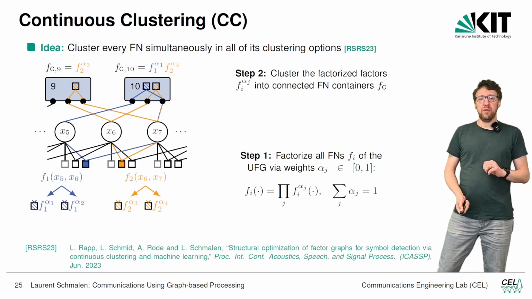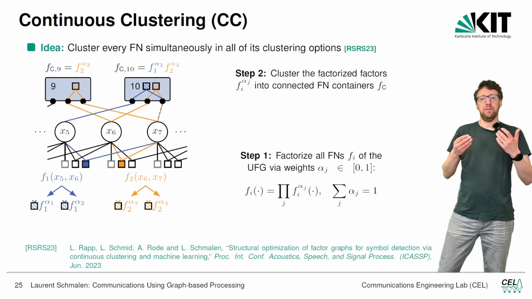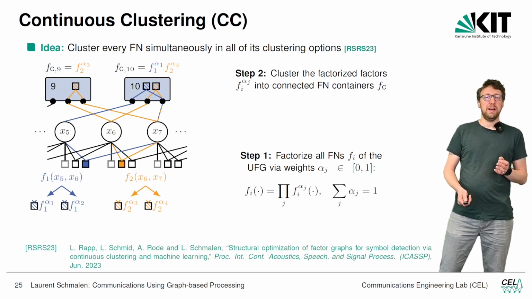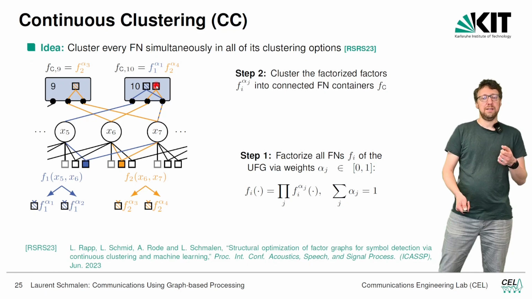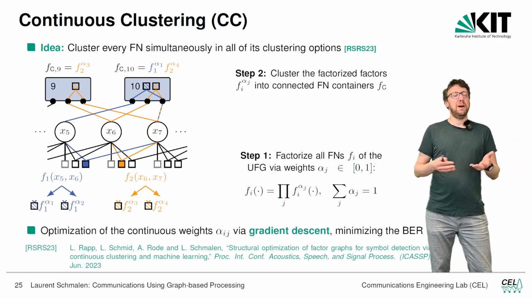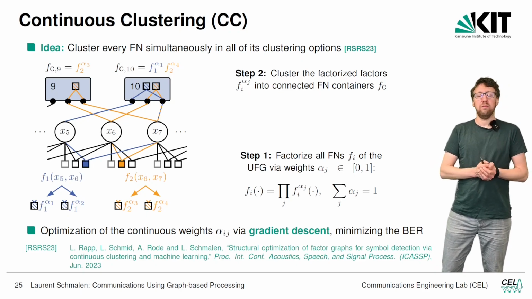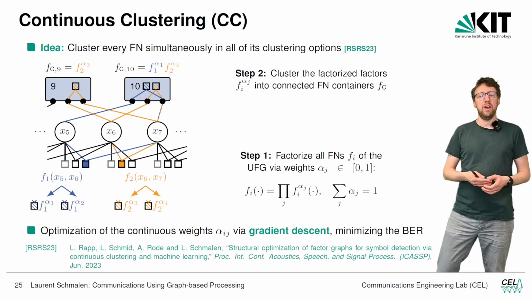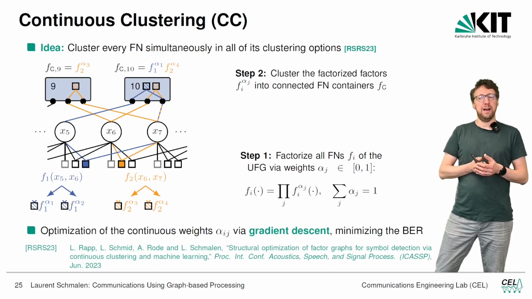And so by interpreting fi as a product of fi to the power alpha j, we can assign, for instance, this yellow factor node to 2 clusters, one with power alpha 3 and one with power alpha 4, and the sum of those alphas must be equal to 1. So you can say a little bit is assigned to this cluster, a little bit is assigned to this cluster. And now we optimize these weights alpha i. And we use gradient descent. So we use tools from machine learning to optimize these values alpha i. The target is to minimize the bit error rate.